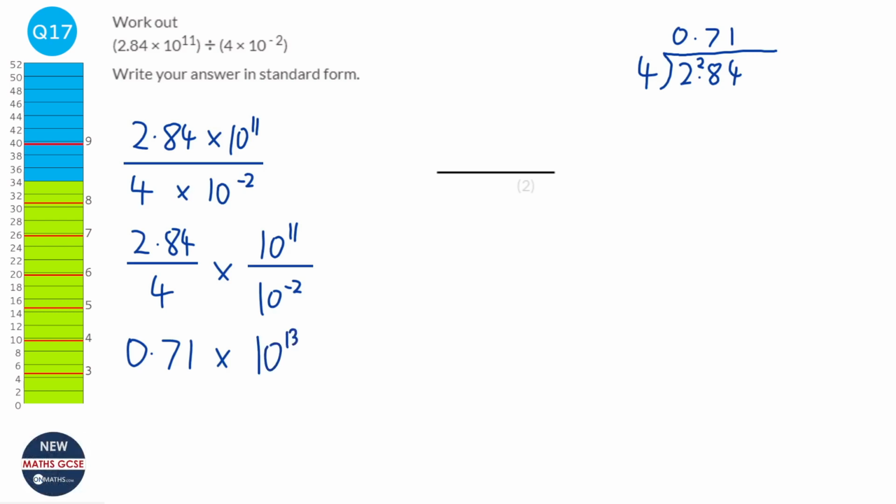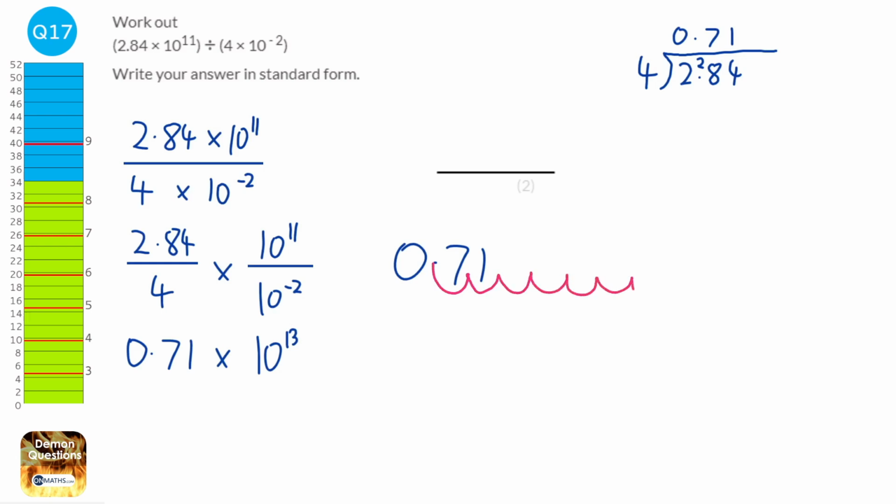Now we've got a bit of a problem here, because standard form must have a number between 1 and 10, and not including 10, at this position here, and this is obviously less than 1, so we need to convert this into standard form. So what we can do is just write the number out again. So I'm going to write this as an actual number, so it's 10 to the power of 13, so it would be 1, 2, 3, 4, 5, 6, 7, 8, 10, 11, 12, 13.